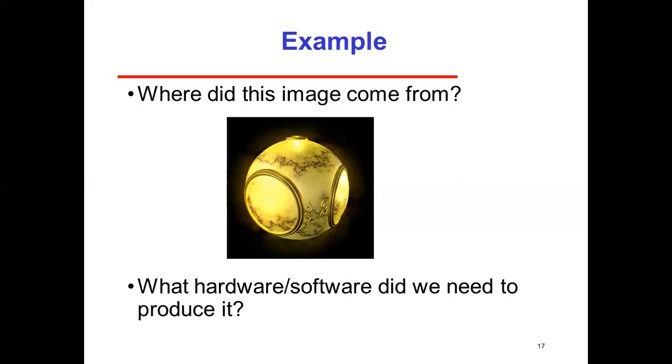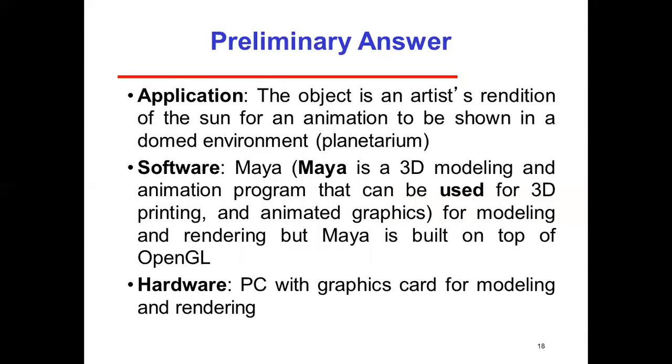So this is very real. You can see and look toward this. There are various softwares with the help of which we can do animated work and rendering work. So first here is the application. What is the application? The object is an artist's rendition of the sun for an animation to be shown in a domed environment. What is the software? Here we will use the Maya software.